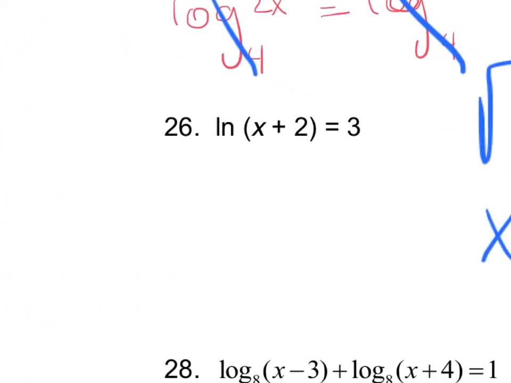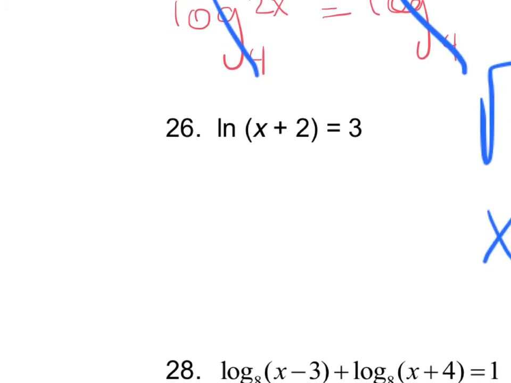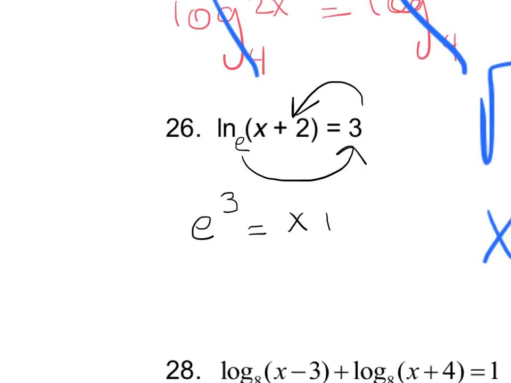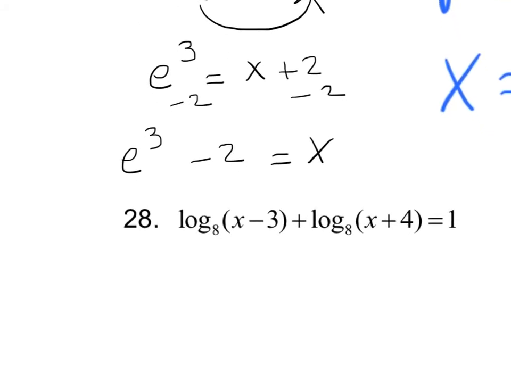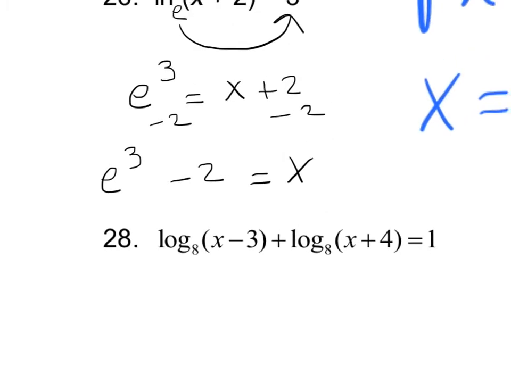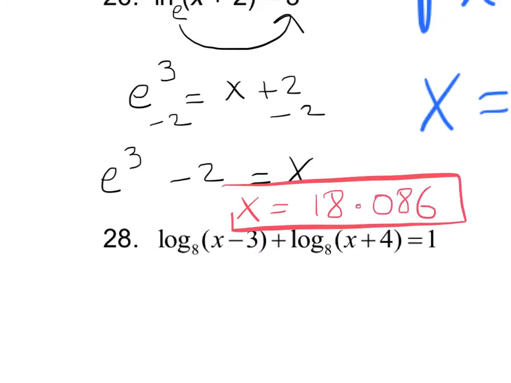Now this one, remember, if it's a natural log, there is a base e. To solve it, you have to change it to exponential. So e to the power 3 is equal to x plus 2, minus 2, minus 2. So x is going to be equal to e to the power 3 minus 2. You do it on your calculator. Now remember, to get e to the power, you press second and then ln, which is the natural log. And the final answer, x, is going to be equal to 18.086. So that's going to be your final answer.